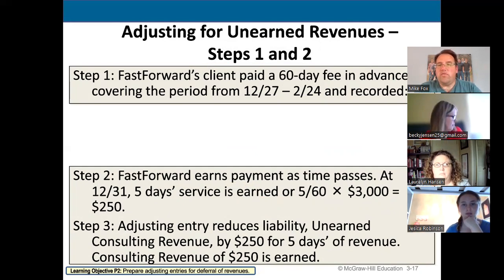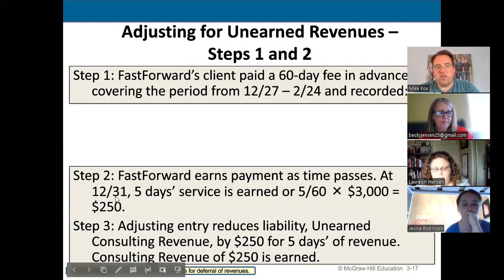And so whenever that happens, when someone pays you in advance, you do this entry where you show your cash going up and your unearned revenue account, which is actually a liability, even though it has revenue in the name, but that means money you've received that you have to pay back or do the work for. So then we're going to recognize on 12/31, we need to do an adjusting entry.